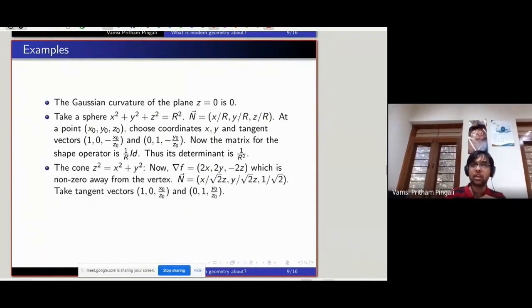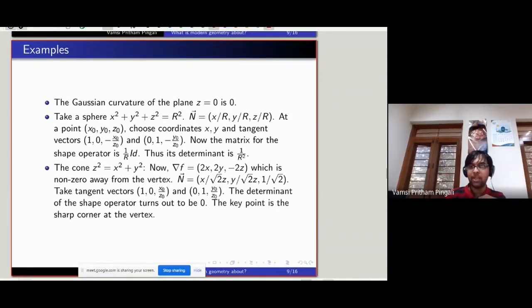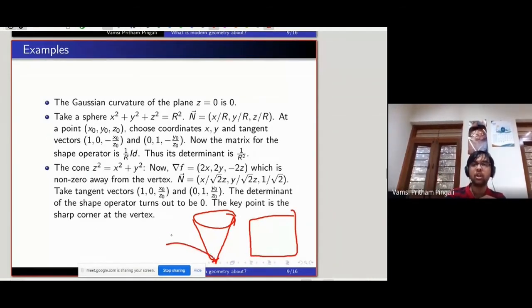Indeed, if you calculate, it turns out it's 0. However, the problem is there is a sharp corner here. So the geometry of a cone is not the same as the geometry of a piece of paper because of the sharp corner. All the curvature is getting concentrated here. That's the problem.